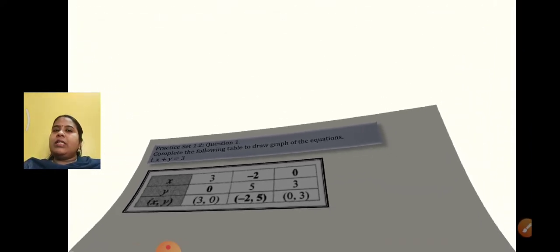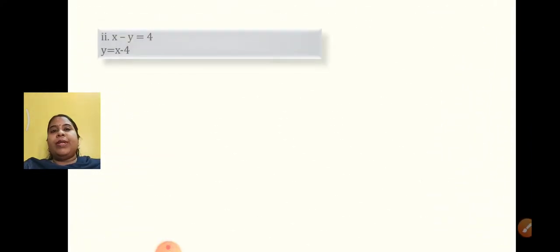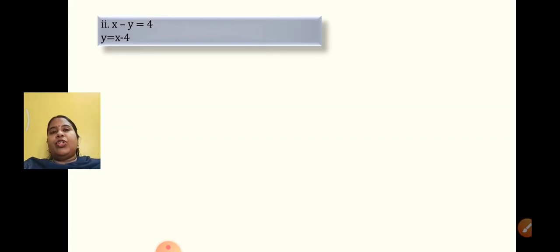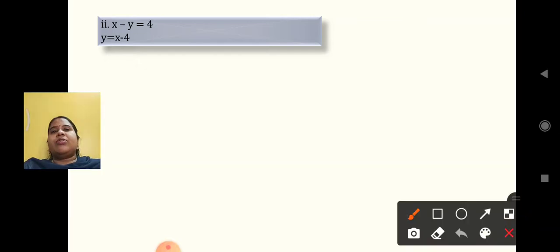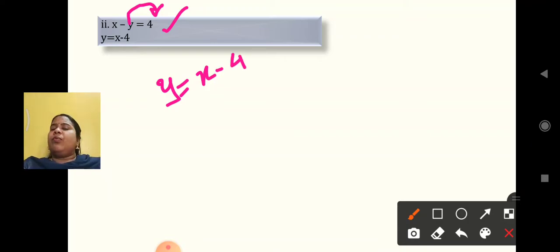Let us quickly see the second one also, where we have to just complete the table. Now question given is in this form: x minus y is equal to 4. Okay. The first step for such question is try to express this given equation in terms of y. See, y can be shifted this side and 4 can be brought that side. So it will be y is equal to x minus 4. Okay. So no hard and fast rule. Whatever is the values you want to take, you can take.